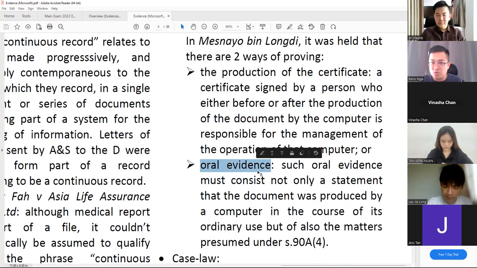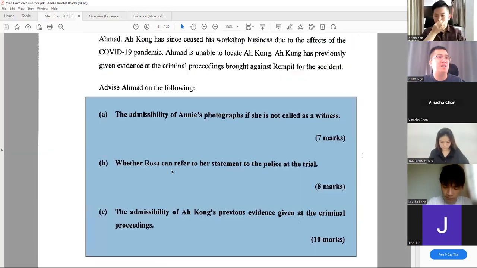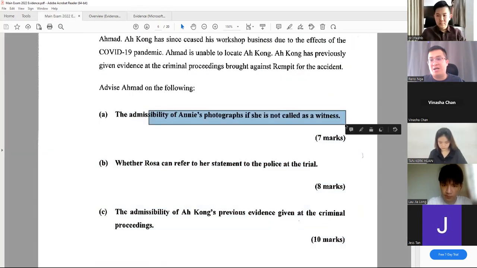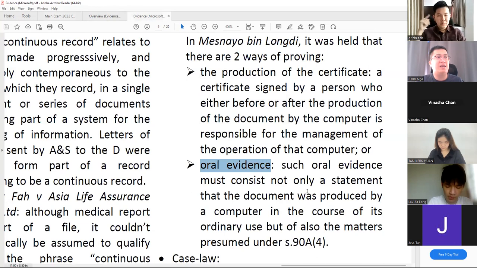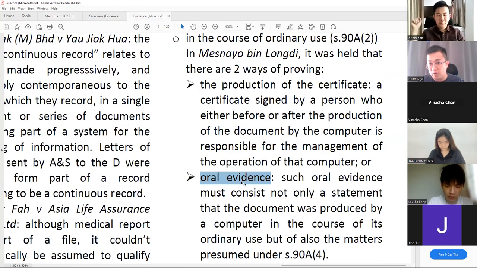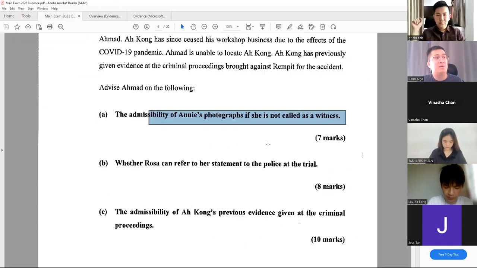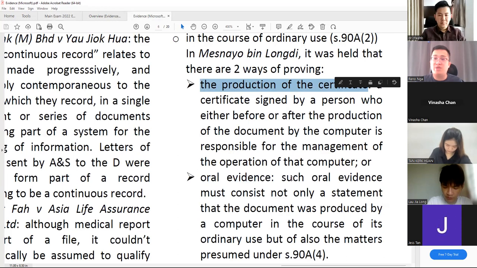That's it. Which means when we go back to the question, this photograph is produced by camera. Who is the person who controls this camera? Is it Ainy? Either Ainy comes to court to give oral evidence, however, she cannot, because the question says she's not called as a witness. Then you ask Ainy to sign a certificate.